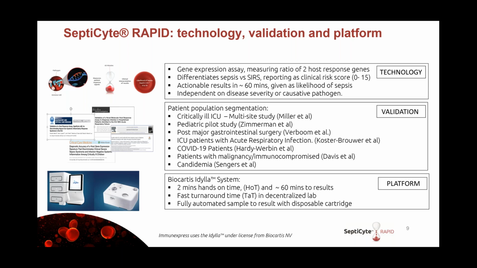SeptiCyte RAPID, as you know, is performed on the Biocartis IDYLLA platform. It has a 2 minutes hands-on time with regards to preparation and a 60-minute turnaround time. The turnaround is a fully automated process using a disposable cartridge, with results that are actionable at the time of reporting.